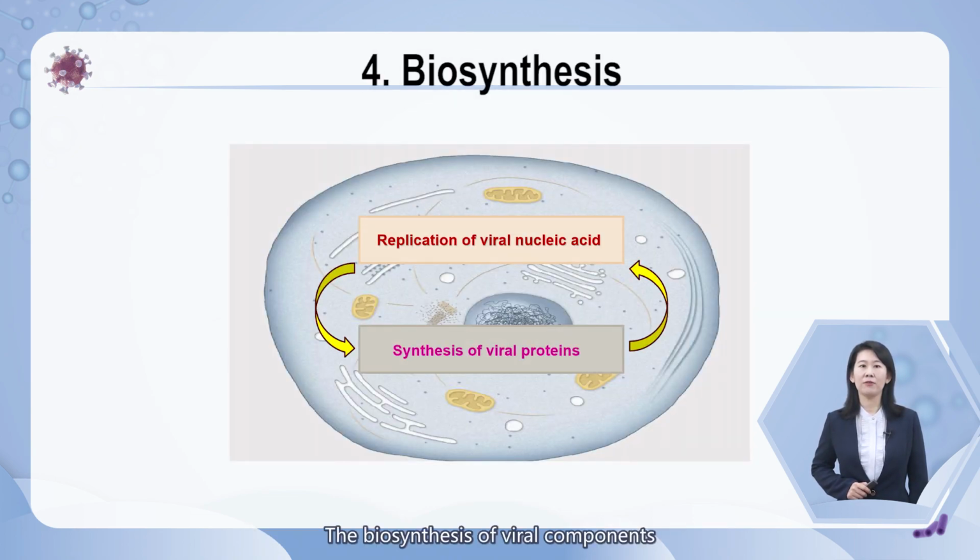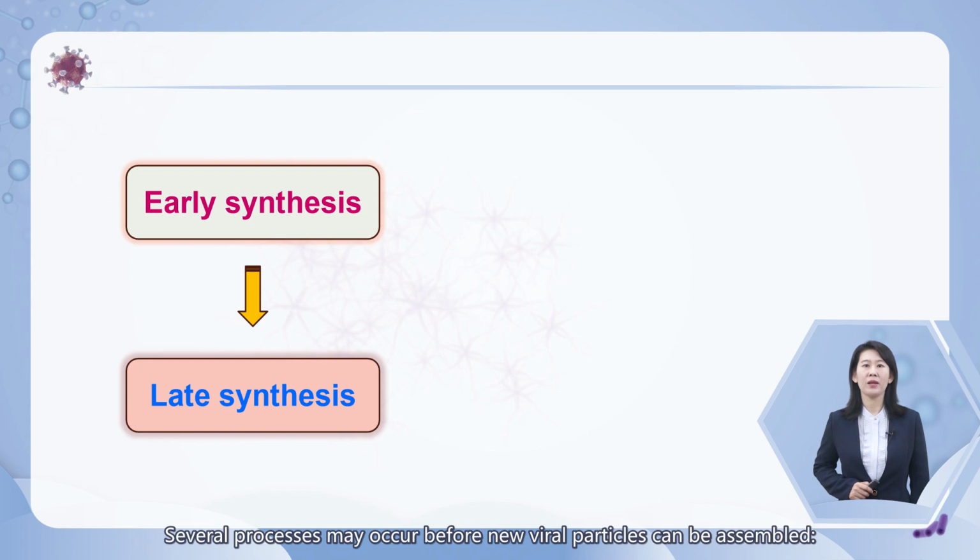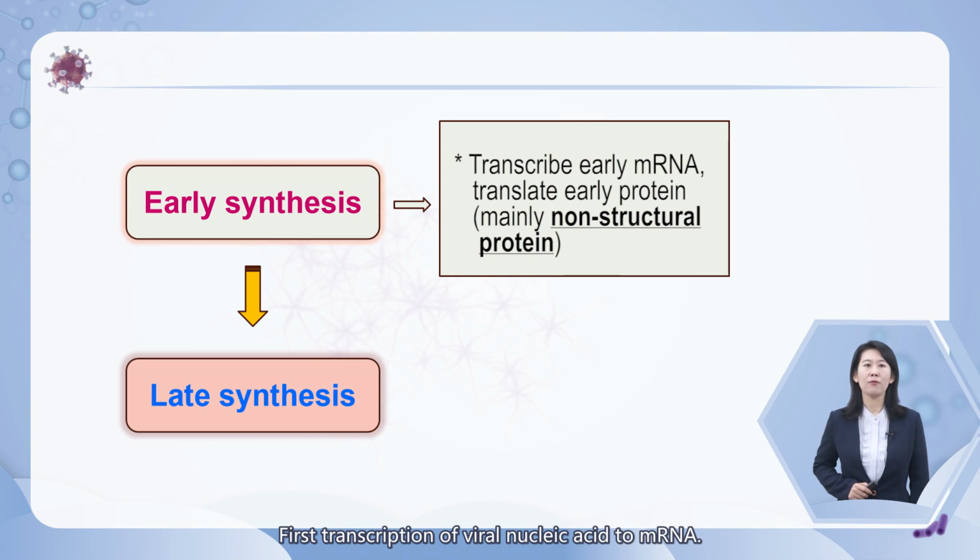The biosynthesis of viral components includes viral gene expression, synthesis of viral proteins, and genome replication. Several processes may occur before new viral particles can be assembled. First, transcription of viral nucleic acid to mRNA. This process is also called early transcription. Second, translation of mRNA to proteins. The proteins are mainly non-structural proteins, acting as enzymes, and they are necessary for viral replication. This process is also known as early translation.